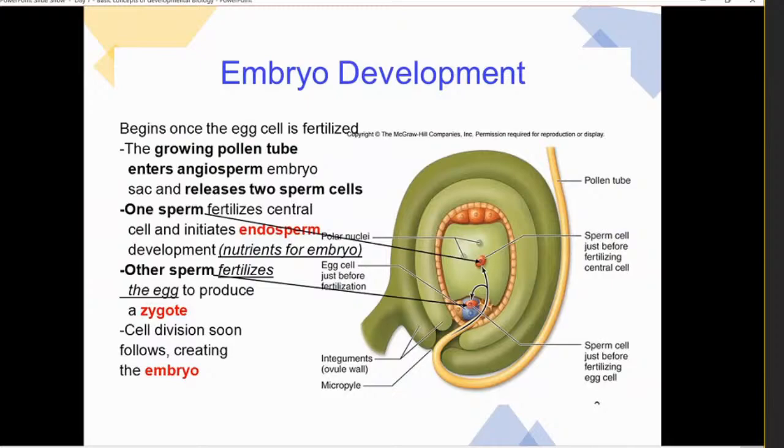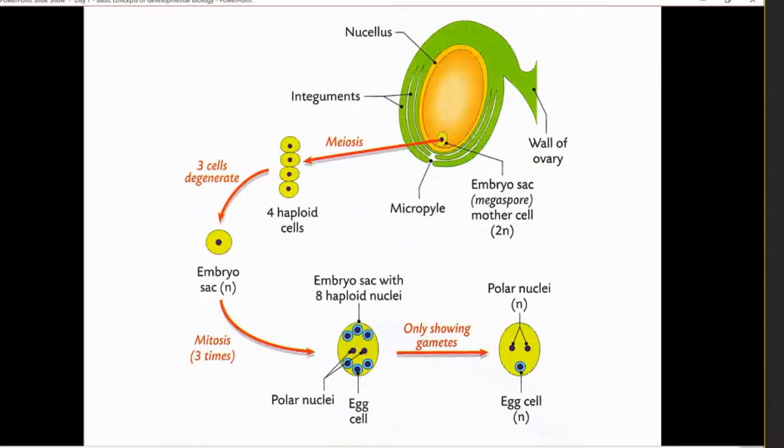First is endosperm initiation, fertilization, zygote formation, and embryonic cell formation. These all happen in the embryonic cells. This is the step-by-step process. First, the wall of the ovary is entered, and the nucleus present in the ovary allows the entry of sperm cells into the nucleus.